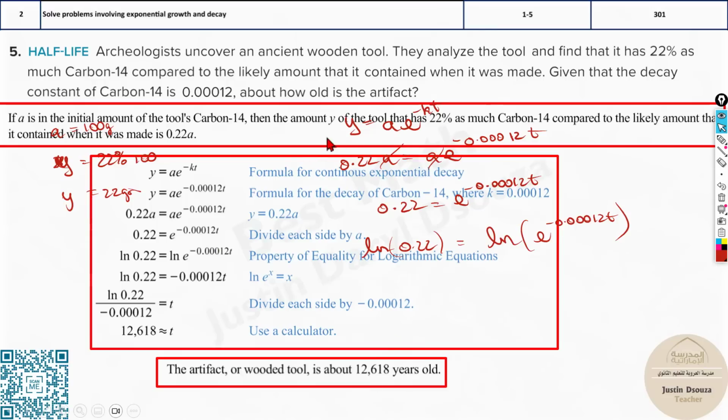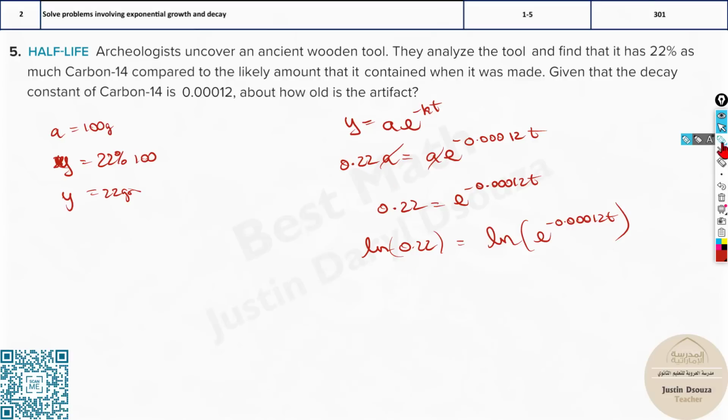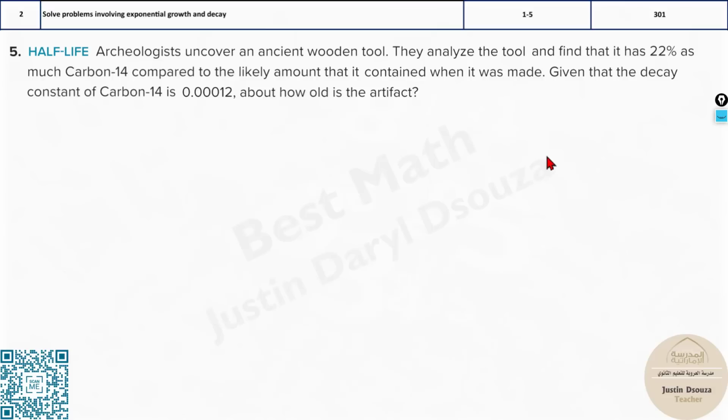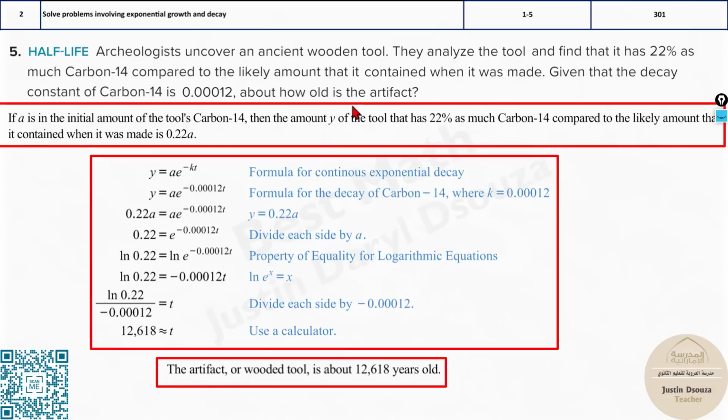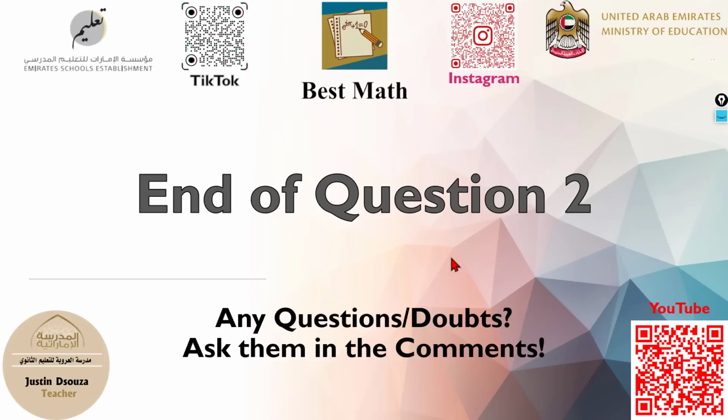That is the answer. So simple as that. You do not need to do all the entire steps. Whatever I've shown over here is more than enough. And then directly write t as 12,000 and so on. That is enough. And if you want, you can even write the same thing as the last part of the question: the wooden tool is about, whatever answer you get, so many years old. So that is the end of question 2. Please make sure you remember the formulas, write the given, substitute, do a couple of steps, and finally put it in the calculator and solve for the answer.